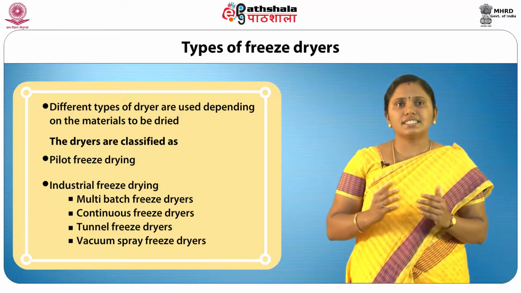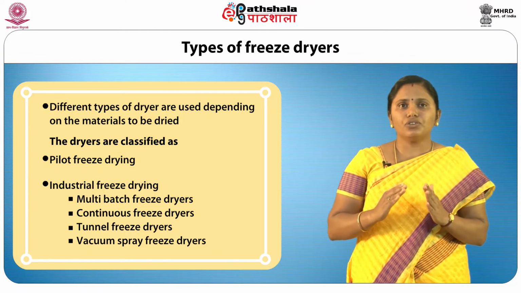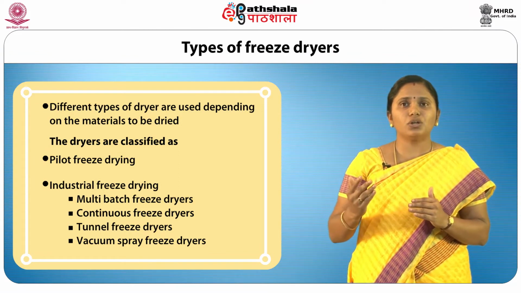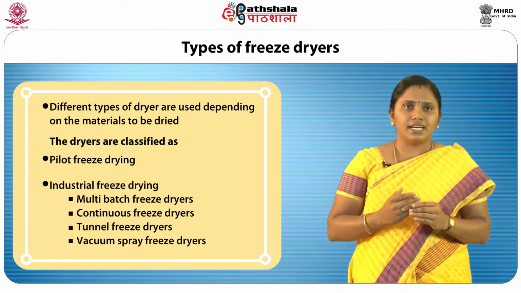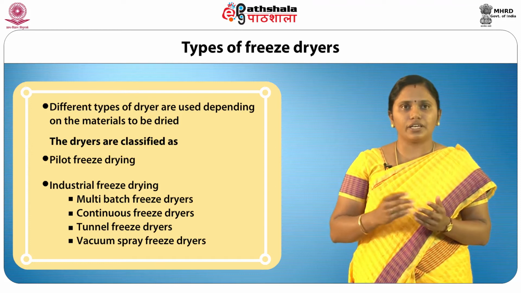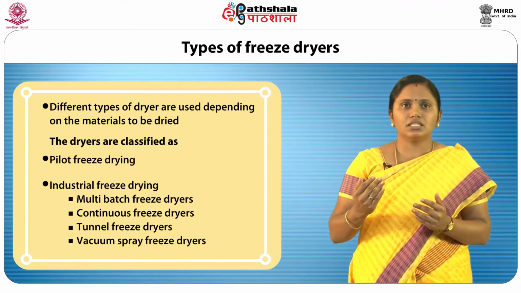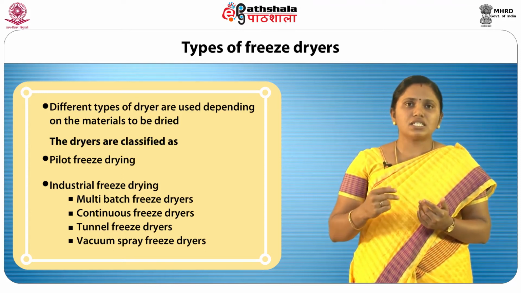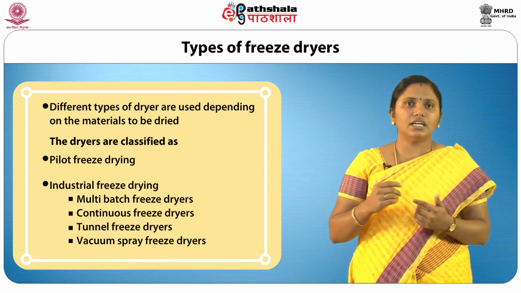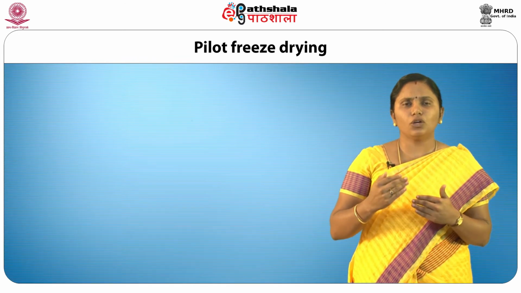Now, let us discuss the types of freeze dryers. Different types of dryers are used depending upon the materials to be dried. The dryers are classified as pilot freeze drying and industrial freeze drying. Under that are multi-batch freeze drying, continuous freeze drying process, tunnel freeze drying, and vacuum spray freeze drying. Now, we will see them one by one.